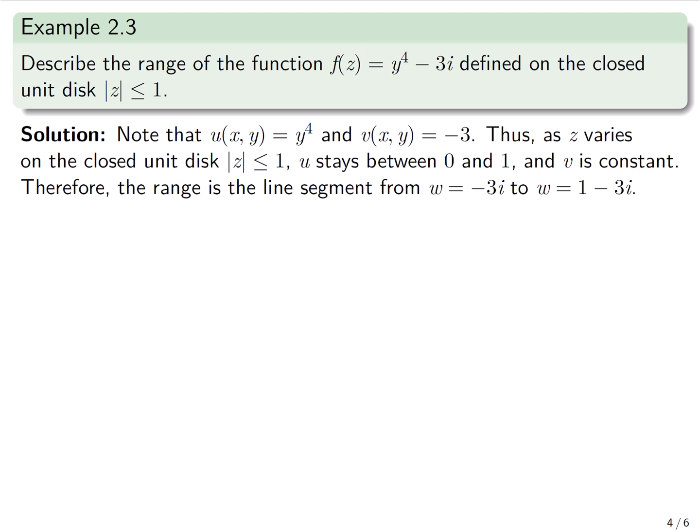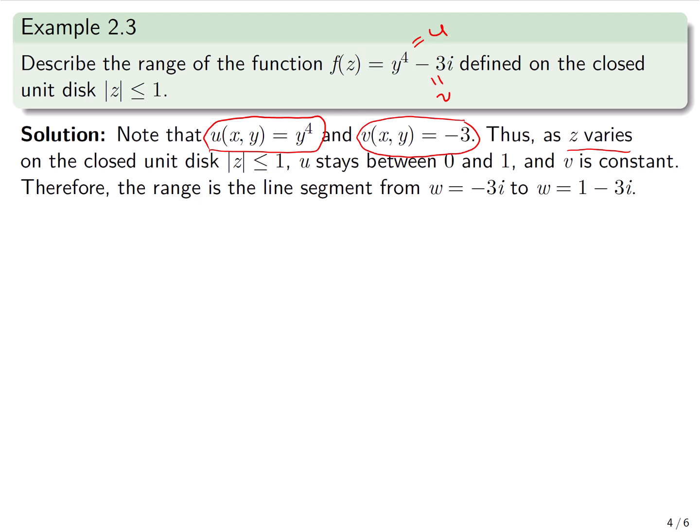For this problem, you can clearly see that the u function is y to the fourth, and the v function is negative 3. As z varies when c changes on the unit disk, u stays between 0 and 1, because u is equal to y to the fourth power.